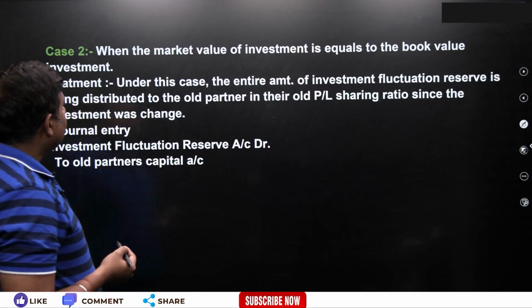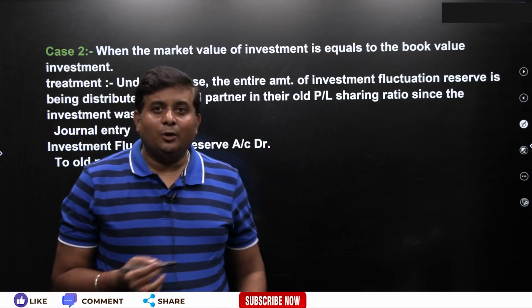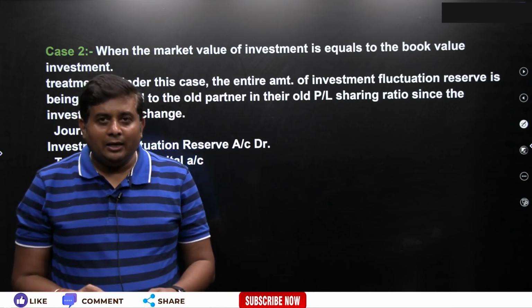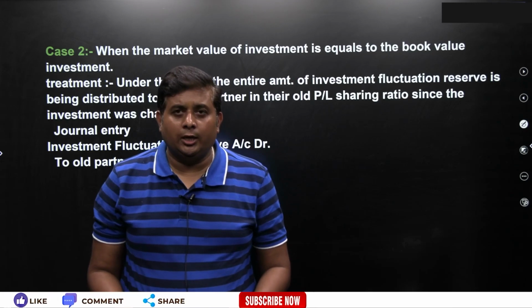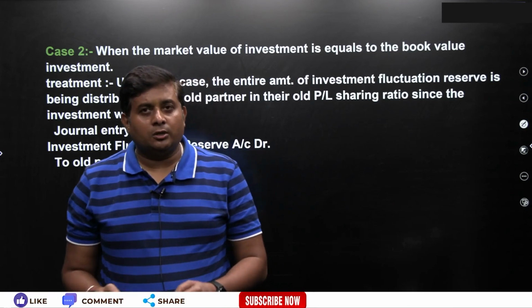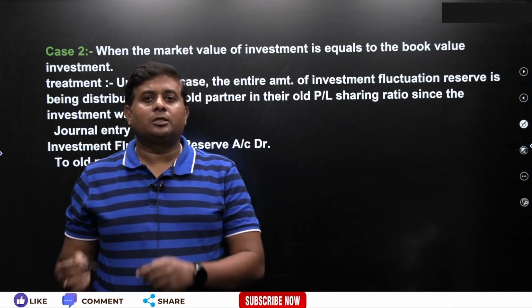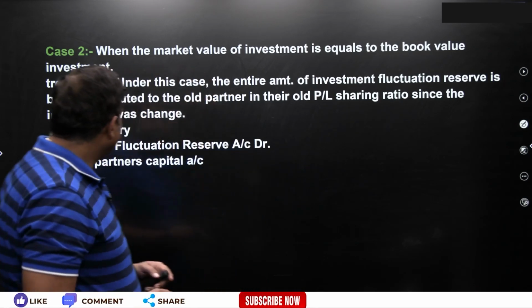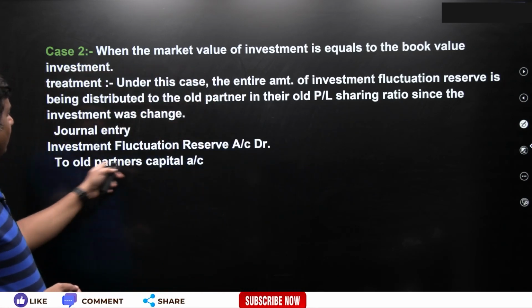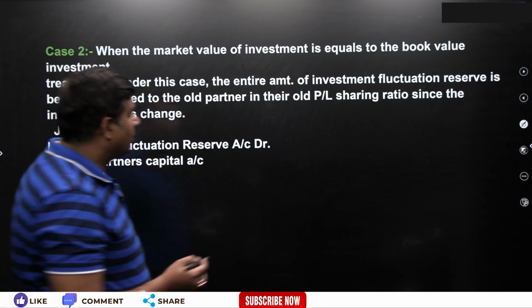Now the next concept is when the market value of investment is equal to the book value. Definitely, when the market value and book value don't have any change, whatever investment fluctuation reserve we have created has to be distributed to the partners in their old profit and loss sharing ratio. So here we can write: investment fluctuation reserve account debit to old partners' capital account.